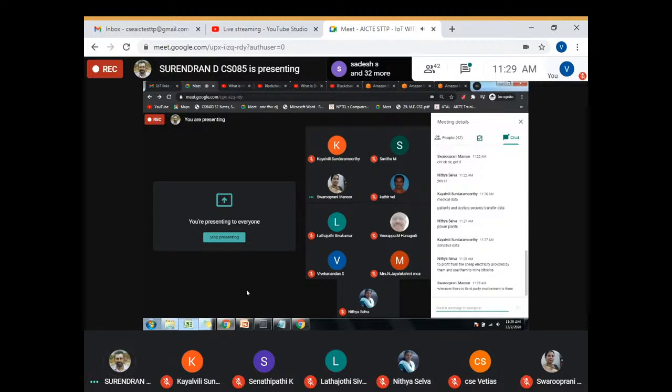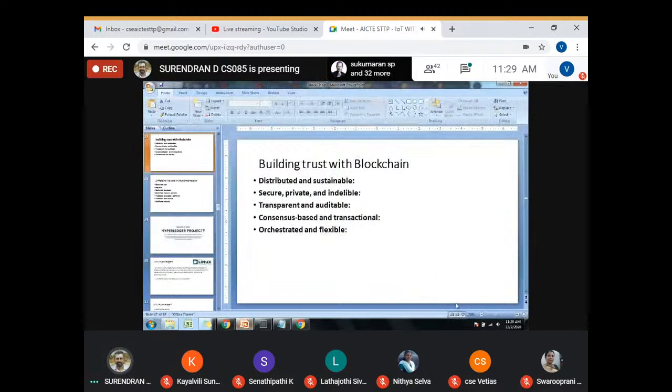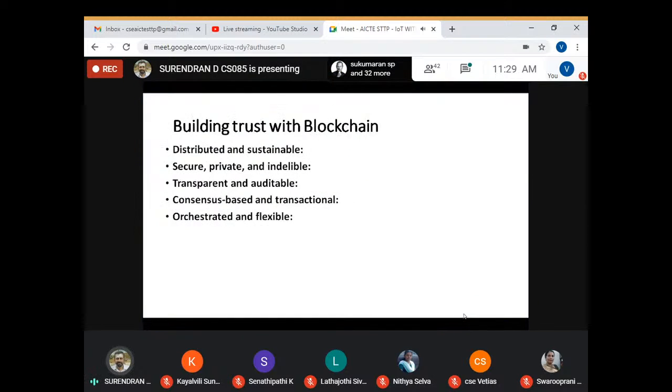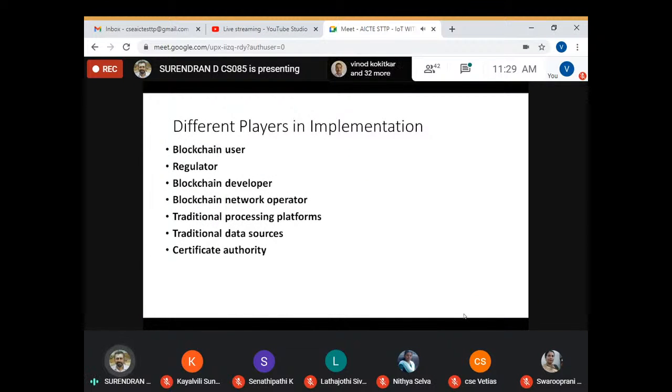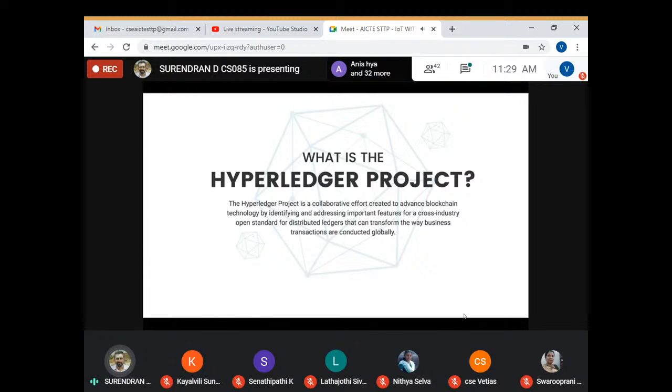So we'll come back to the presentation again, right? So here you can build the trust, and in the implementation you have user, regulator, developer, network operator, traditional processing platform, traditional data sources, and certificate authority. So Hyperledger is another open source library, or as I told you, it is an API, and now you don't have to worry about all these things. The API is available and you can use it with Amazon as I showed you.